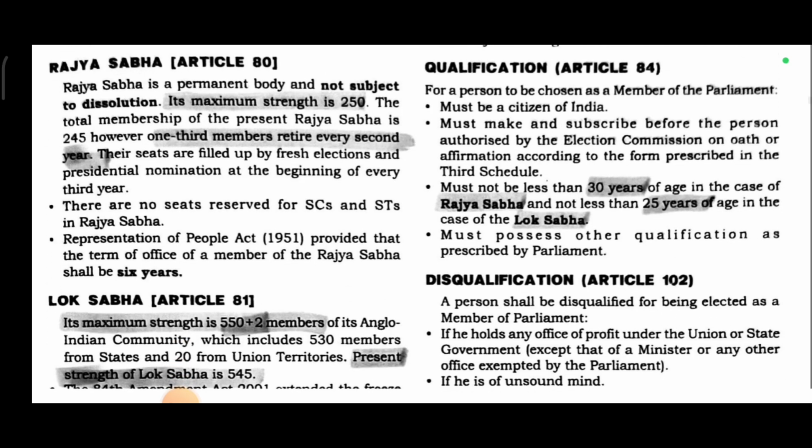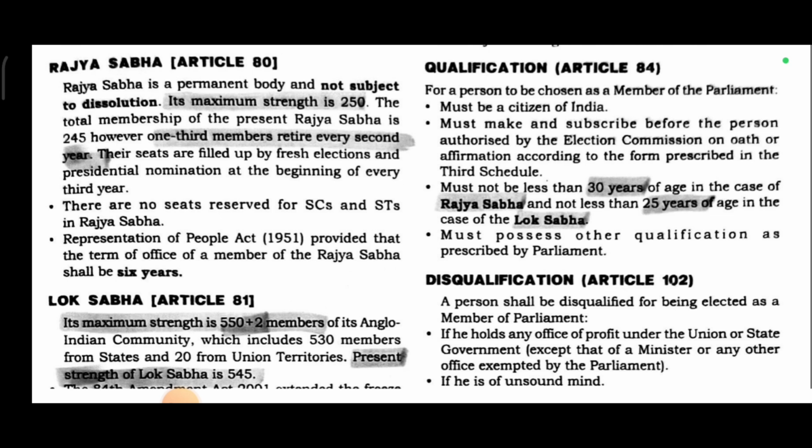Rajya Sabha, Article 80. Rajya Sabha is a permanent body and not subject to dissolution. Its maximum strength is 250. The total membership of the present Rajya Sabha is 245. However, one-third members retire every second year. Their seats are filled up by fresh elections and presidential nomination at the beginning of every third year.